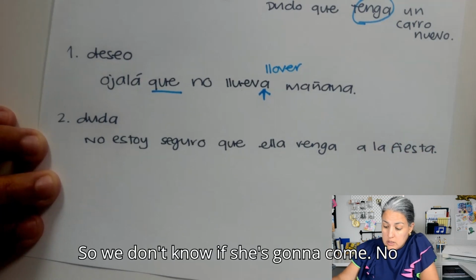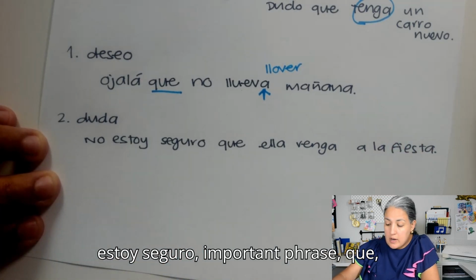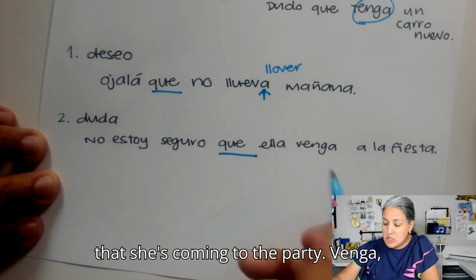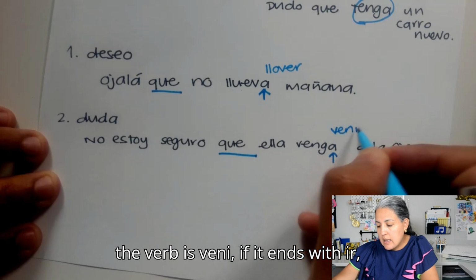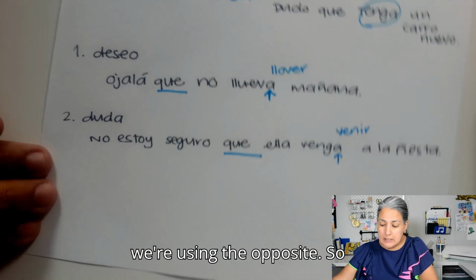So we don't know if she's going to come. No estoy seguro, important phrase. Que, that she's coming to the party. Venga, the verb is venir. It ends with IR. We're using the opposite.